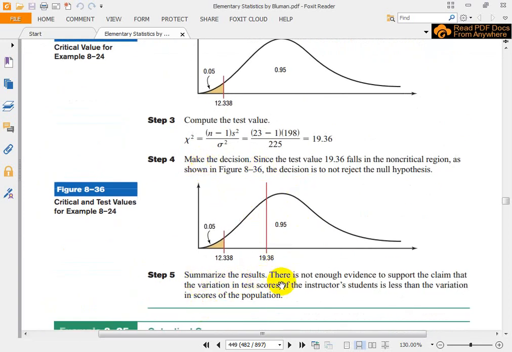So that's why, summarize the result. There is not enough evidence to support the claim that the variance in the test score of the instructor's students is less than the variance of the scores of the population.